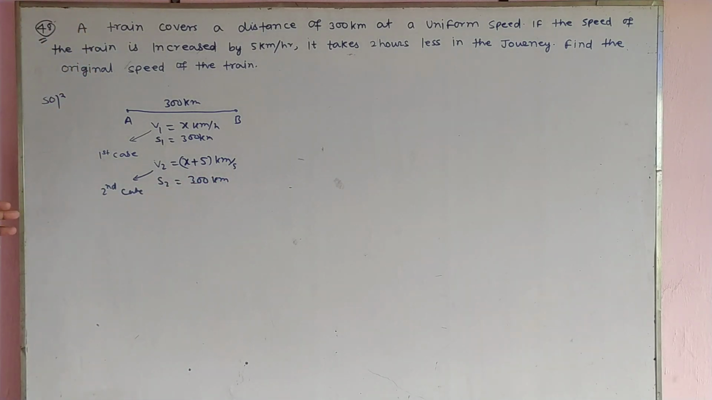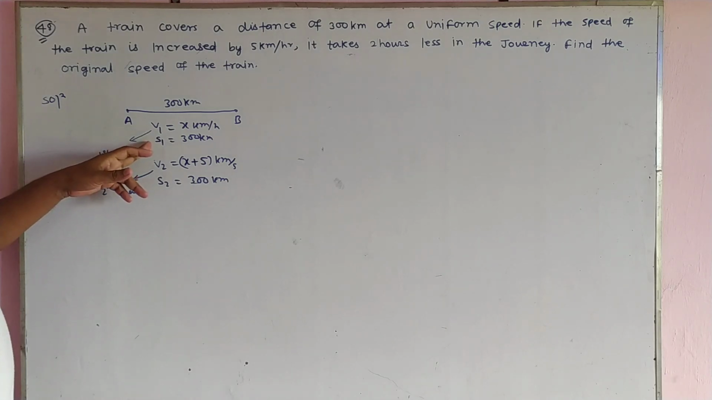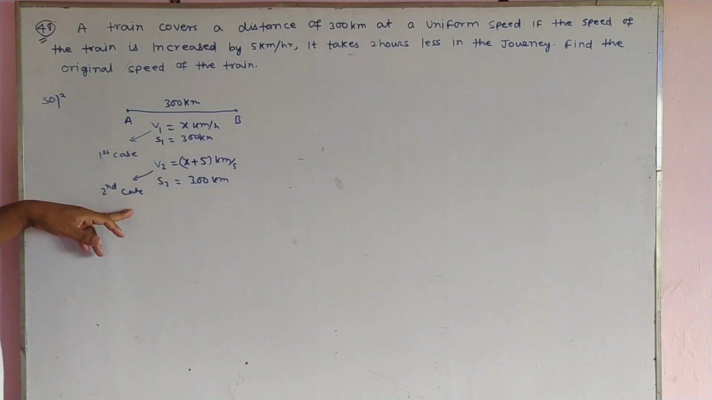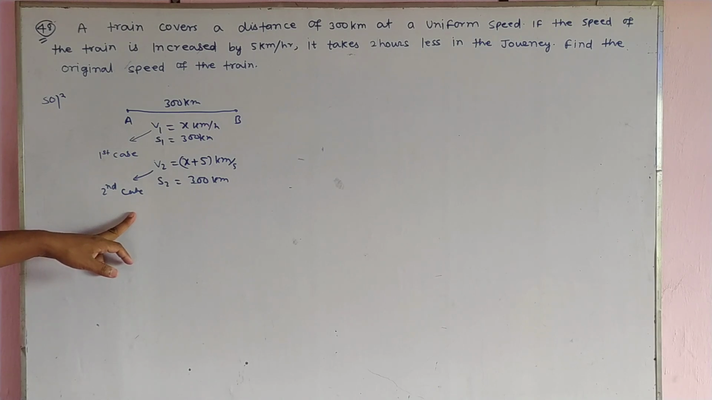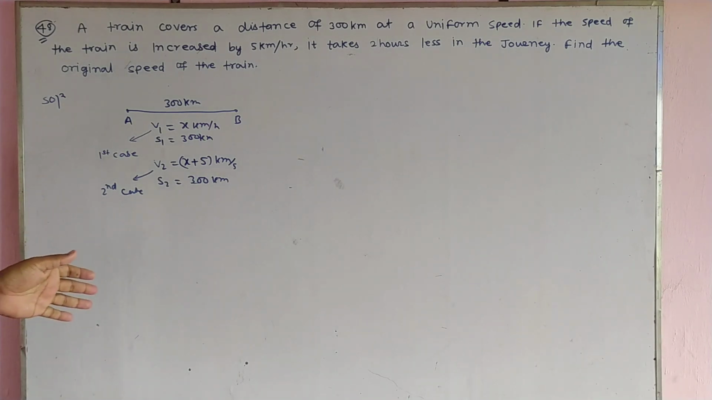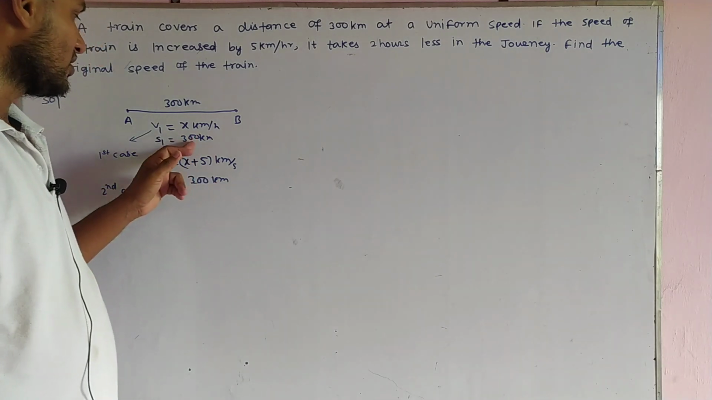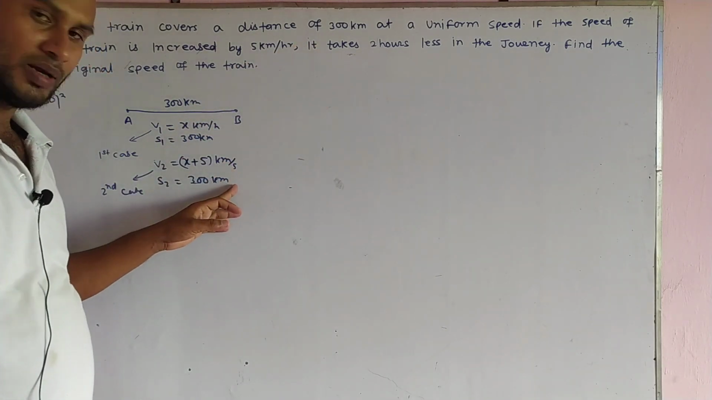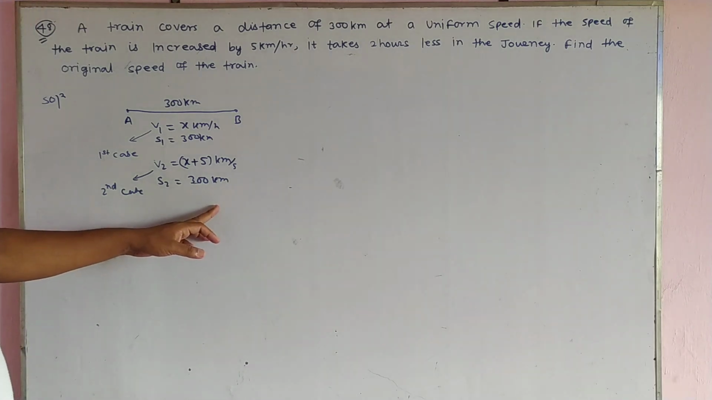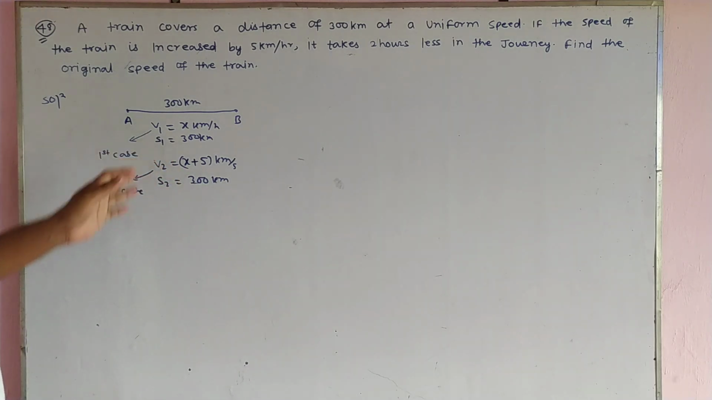So our plan is to find t1, the time taken by the train in the first case, and the time taken in the second case after increasing the speed by 5 km per hour. Then we compare them. Since the second case takes 2 hours less, we subtract 2 in the first case and equate it.